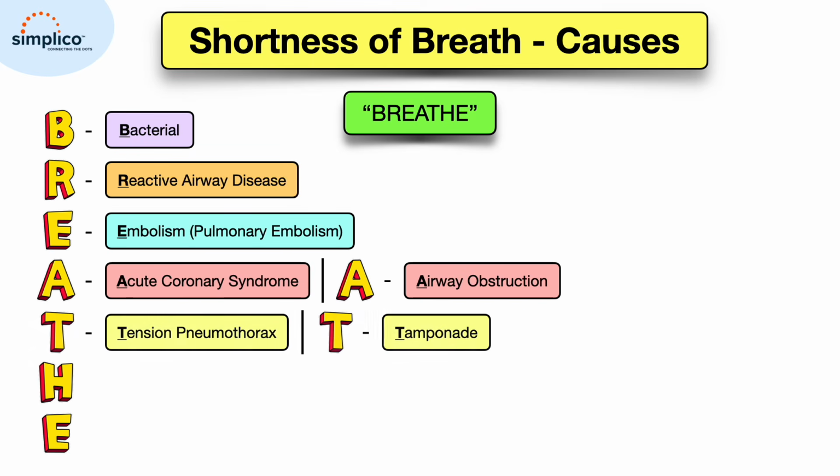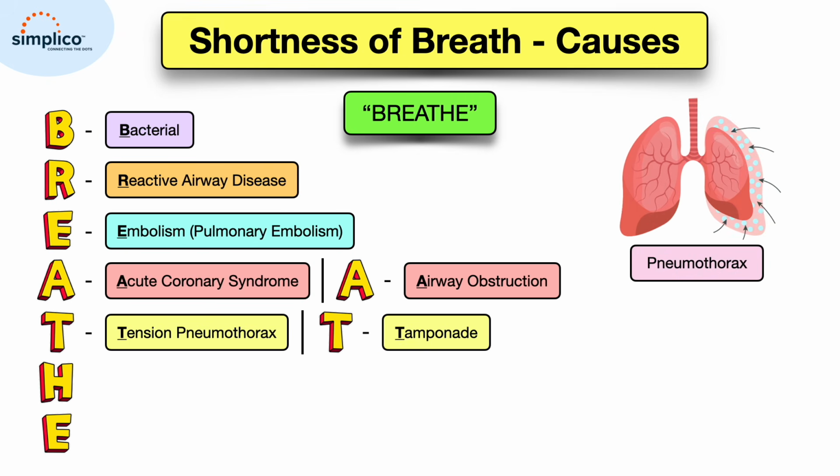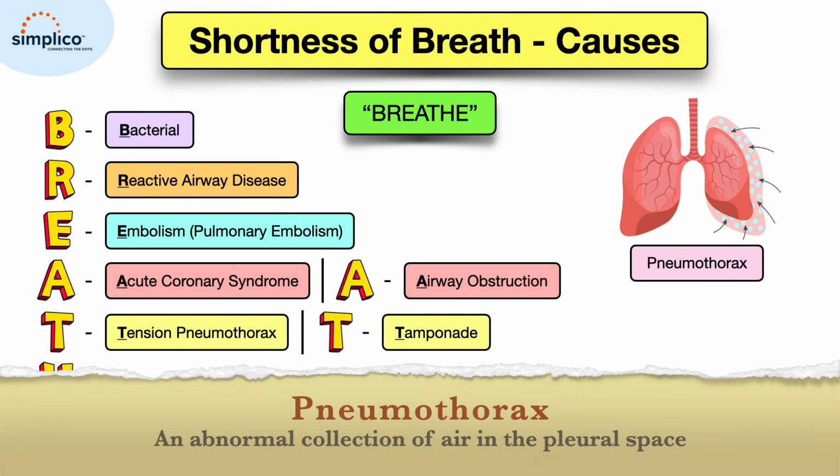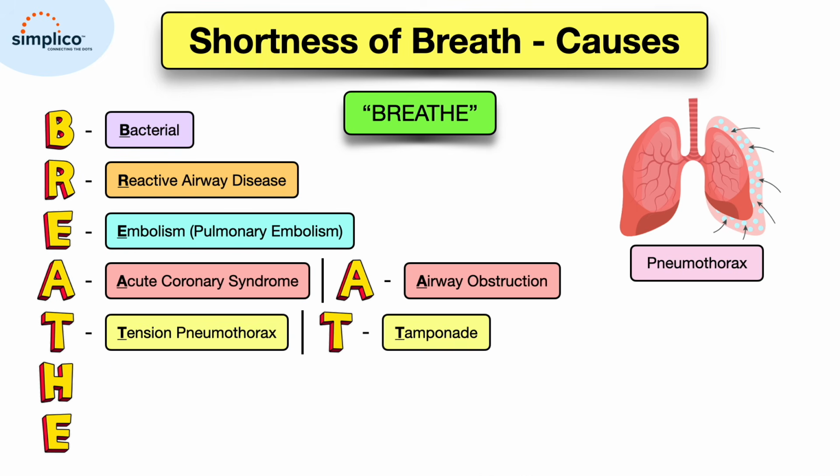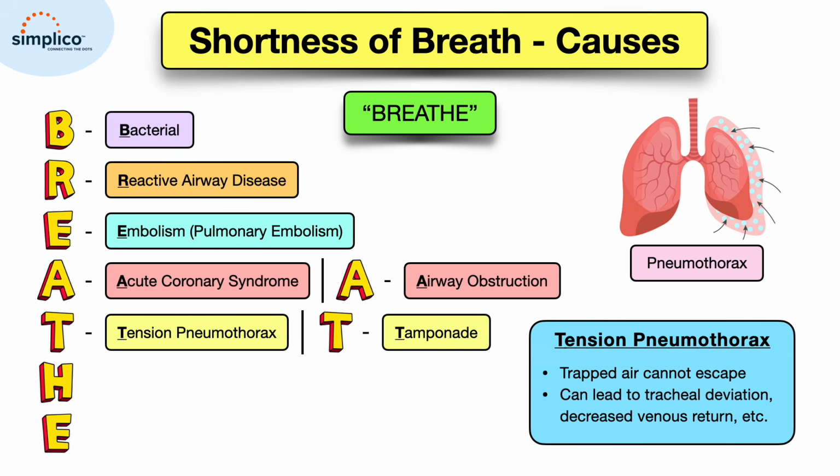Now let's move on to the T. This will help you remember a couple different conditions: tension pneumothorax and tamponade. A pneumothorax is sometimes referred to as a collapsed lung. More formally, it's an abnormal collection of air in the pleural space between the lungs and chest wall. A tension pneumothorax is a type of pneumothorax. It's when air enters the pleural space but can't move out.